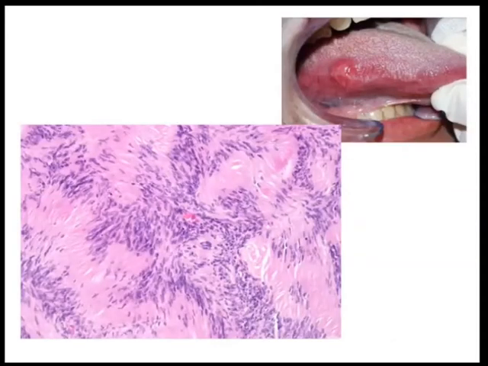So this is a clinical pic at the right hand corner on the tongue, lateral aspect of the tongue. To the left is a histopathological pic wherein you can see an Antoni type A arrangement.